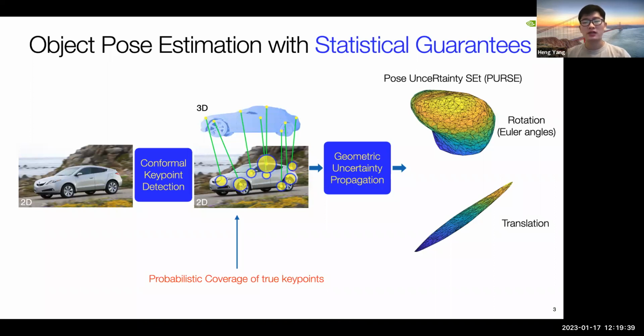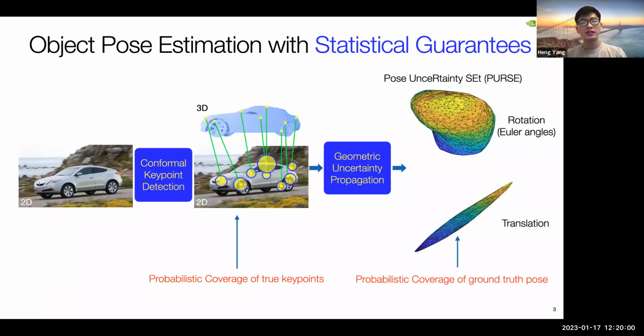And then if you look at the translation, it is going to be something like this rod, or maybe even some satellite. This one has a larger uncertainty in the z direction, but smaller uncertainty in the x and y direction. So that's what we'll do for the geometric uncertainty propagation.